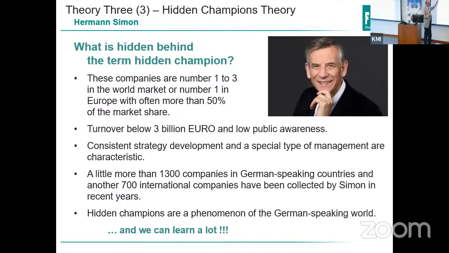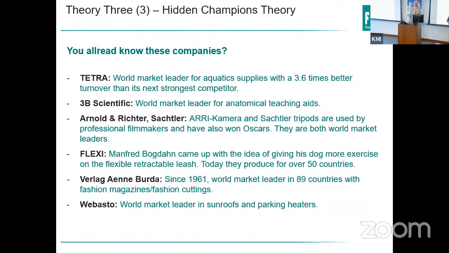So the hidden champions for us in Germany are very famous companies. And Hermann Simon identified around 1,500 of these hidden champions. And when we look, and that is in his books, when you look at the success factors, why they are becoming so successful, then we have just some examples. You never heard about Tetra, you never heard about 3B Scientific, maybe about Flexi, you have never heard it.